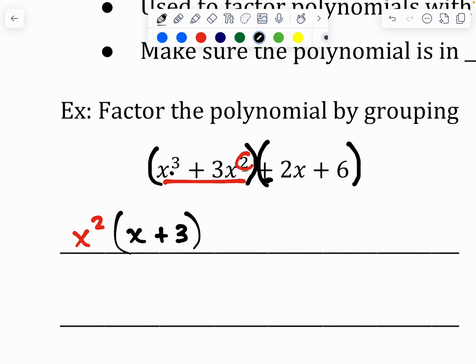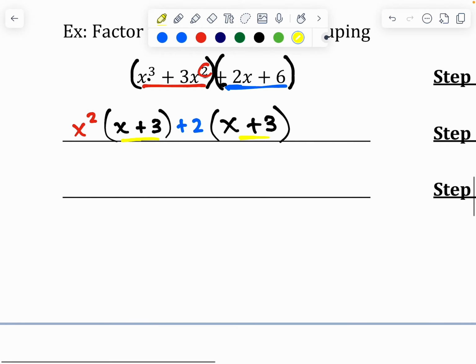Okay? Now out of the second one, I'm going to look at this one. What can I take out of both of those? I can take out a positive 2. So I'm going to have plus 2. Okay? And then I'm also going to write what's left. I'm going to have x plus 3 left. Now, the biggest thing to recognize is these two should be exactly the same. Your parentheses should have the exact same factors. So if they're the same, we know we're on the right track.